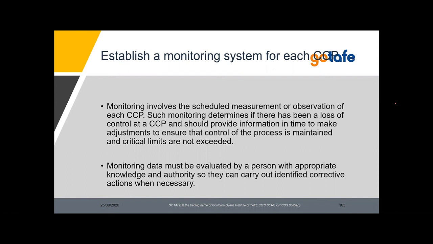Okay, monitoring data must be evaluated by a person with appropriate knowledge and authority, so they can carry out identified corrective actions when necessary. Okay, so that's why training is really important. And if the operator has the ability to do so, that'd be really great. If not, the quality assurance team will come in, probably involving production supervisors as well, to solve that problem. Okay.